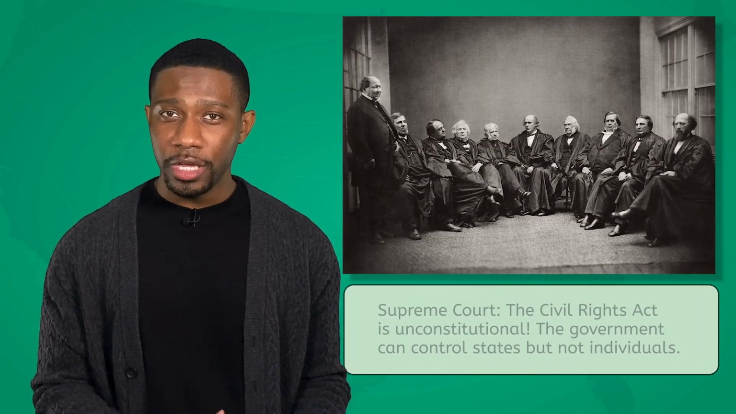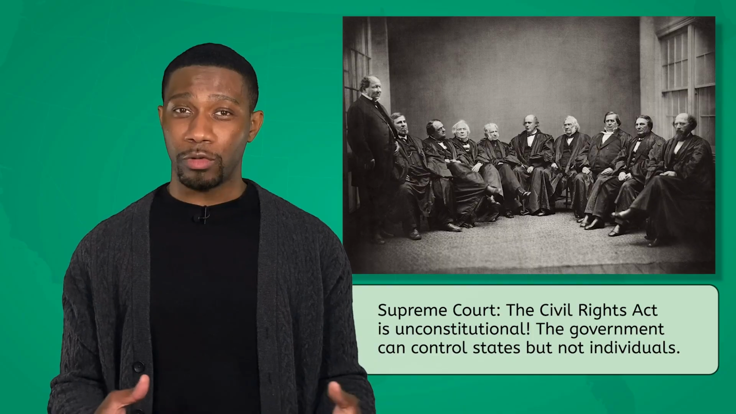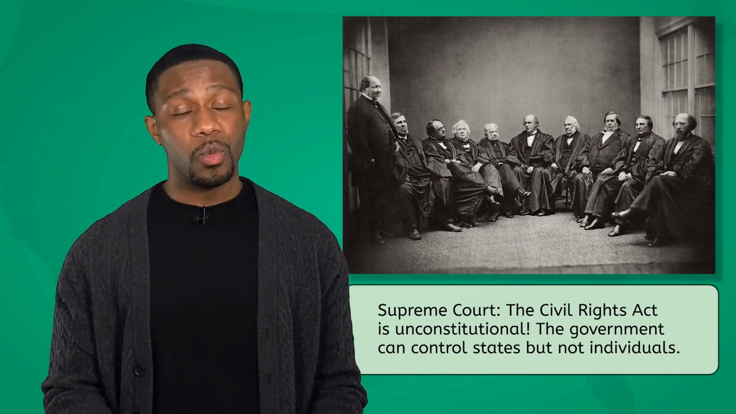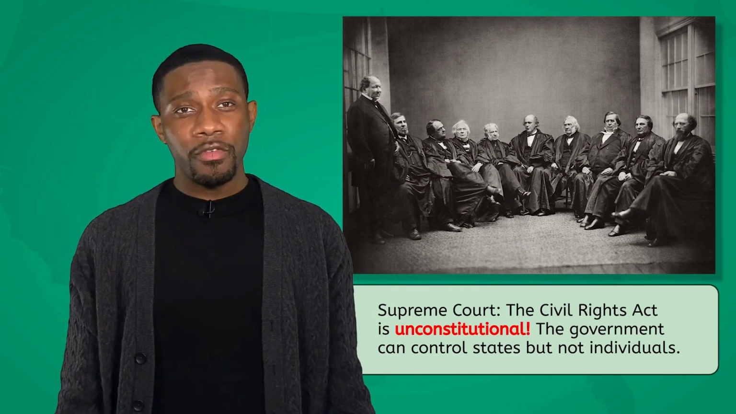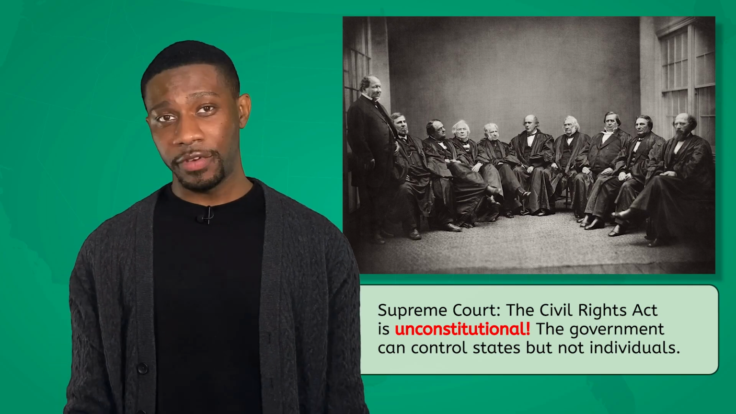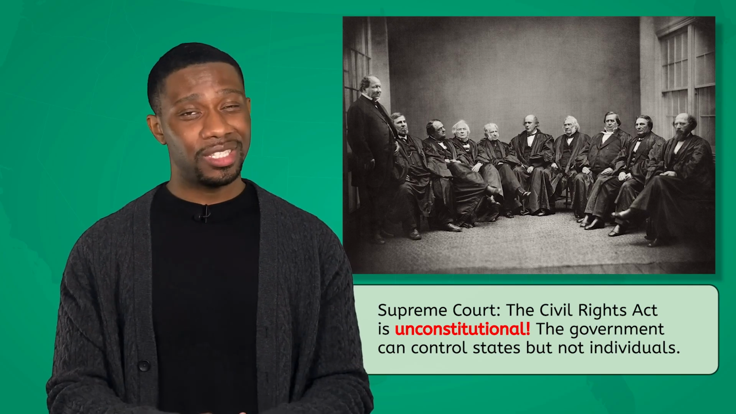In 1883, the Supreme Court ruled that the Civil Rights Act of 1875 was unconstitutional, saying that the government could only control states, not individuals. Now, this allowed segregation to continue.